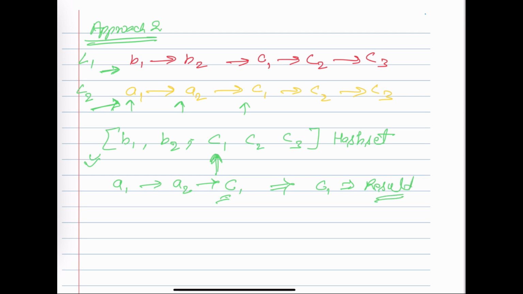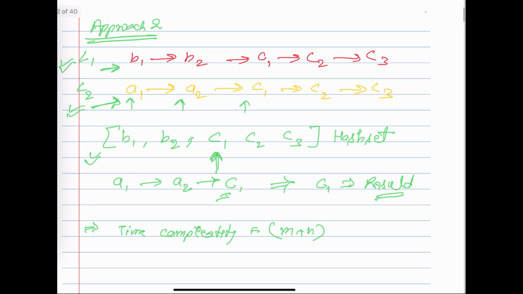Okay, so if you see this approach, the time complexity is just m plus n, because we are traversing this linked list one time and this linked list another time, right? The space complexity will be somewhat m or n, depending on which linked list we are storing in our hash set. So in this approach, we are going to consume some extra memory, which can also be optimized in the other approach. So this is approach 2.